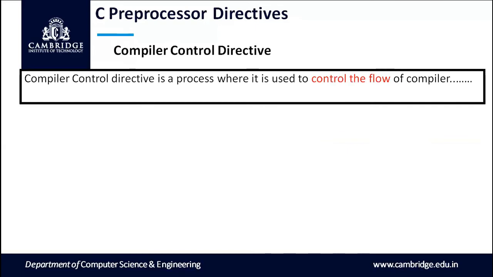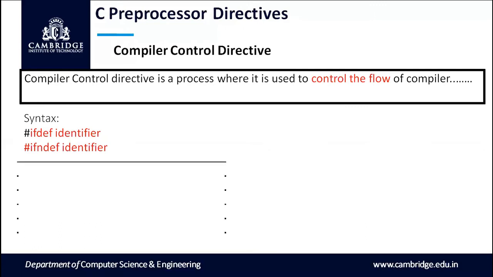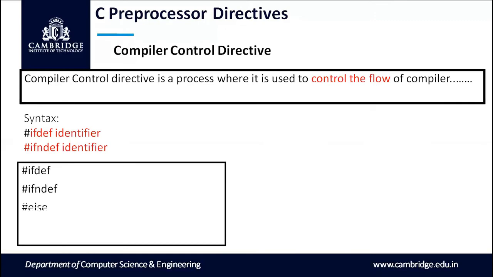The meaning of compiler control: as we know, in order to control the flow of the compiler, we give this kind of compiler control directive. The syntax is #ifdef identifier, #ifndef identifier. def stands for definition, and ndef means no definition, n stands for no. We also have #else and #endif. All these directives are used to check whether a macro is defined or not.